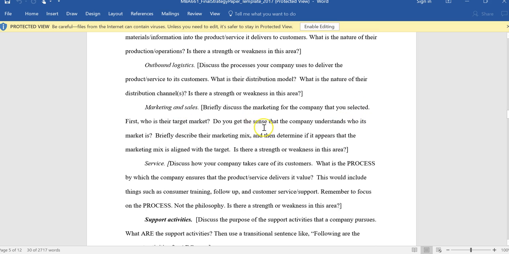Marketing and sales. Marketing and sales are very, very important. What I want you to talk about is, do they understand who their target market is? And is their message and their marketing mix aligned with their target market? Because here's the thing. If they are not tuned in, if they don't know who their target market is, which I can tell you, my experience is that many companies, many small businesses don't know who their target market is. But if they do, that's the first step. Do they understand who their target market is? And if you know, say who it is, and then say that their marketing mix is aligned with it or not. Those are really the two elements that I'm concerned about.